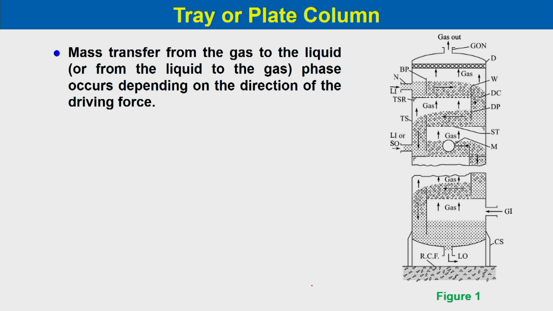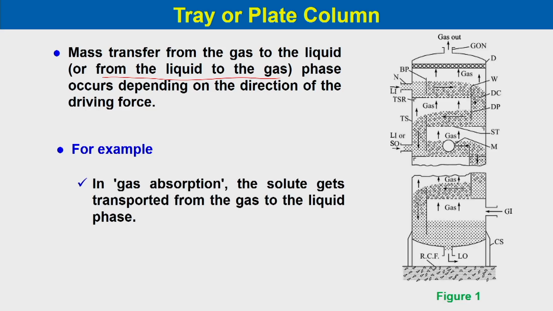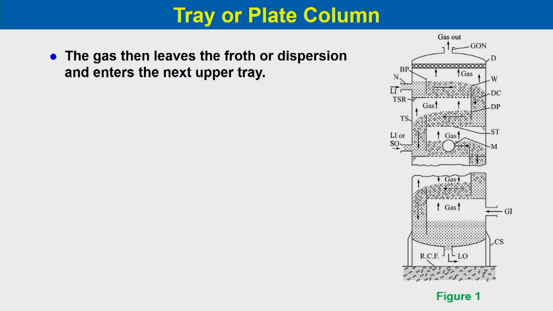Mass transfer from the gas to the liquid phase or from the liquid to the gas phase occurs depending on the direction of the driving force. So, both way it is possible. For absorption, the solute from the gas mixtures transfer from the gas phase to the liquid phase, whereas for stripping or desorption solute from the liquid phase transfer to the gas phase. For example, gas absorption, the solute get transported from the gas to the liquid phase and the reverse occurs in case of stripping. The gas then leaves the froth or the dispersion and enters the next upper tray.